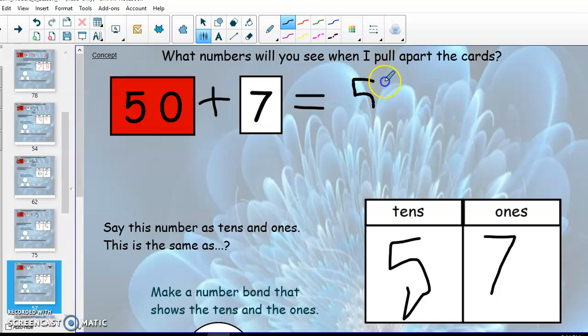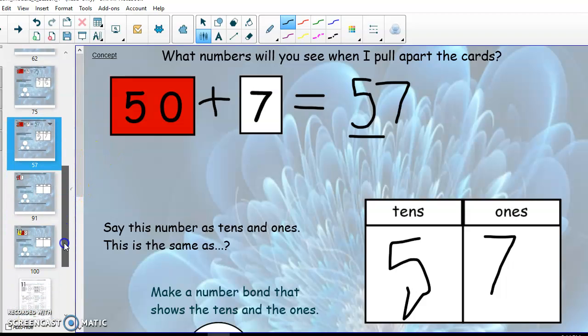Let's see if I can do a better 5 now. Okay. I promise, guys, it's my computer, not me. Okay, let's try that one more time. 57. So we know that this 5 isn't just 5, it's actually 50 because it's in the tens place. 5 10 sticks gives us 50.